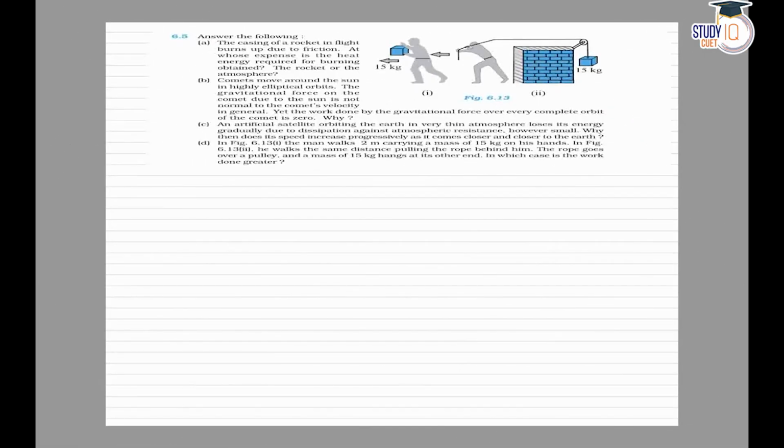NCERT Physics Class 11th, 6th chapter, which is Work, Power, Energy. In question 6.5, the casing of a rocket in flight burns up due to friction. At whose expense is the heat energy required for burning?